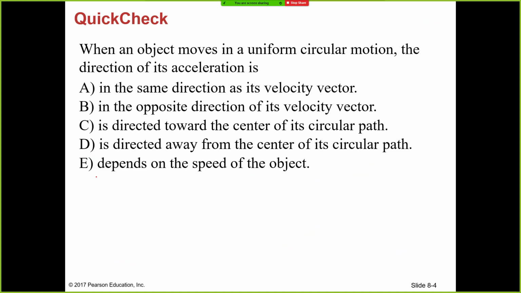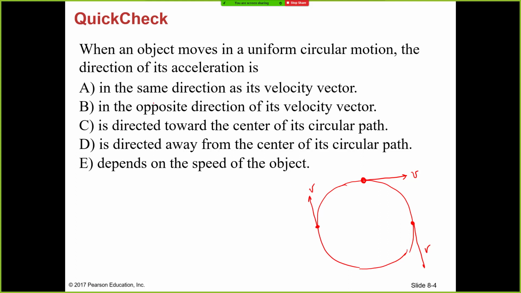When an object moves in a uniform circular motion, so you have an object moving in uniform circular motion, that's the direction of the velocity. Okay, at each point the velocity is tangent to that circle. So the velocity is tangent to the circle.